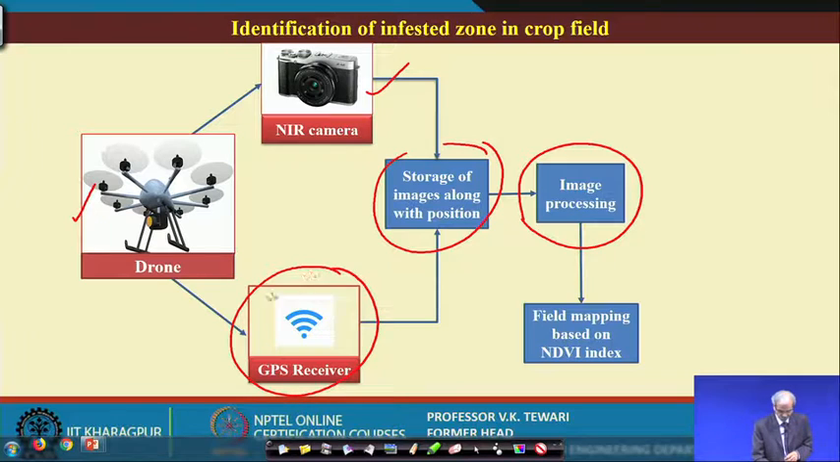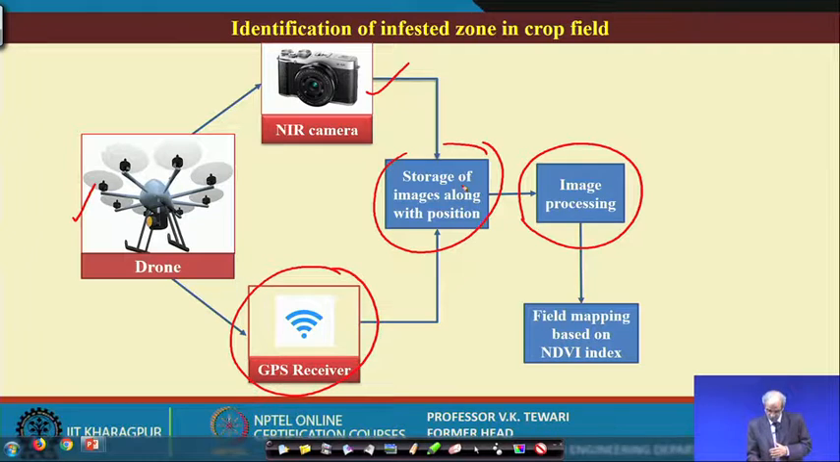The drone and GPS receiver are in unison, and the information from the camera and the location it is identifying, these two pieces of information come together, and the images are stored along with the position. After storing, the images are processed, as we have seen in the different steps. Once this is processed, we find a certain parameter, a certain index by which we should be able to categorize the intensity level of the infestation, or whatever we want to identify. If you want to identify that there are weeds, or non-weeds, or whatever we are interested in.